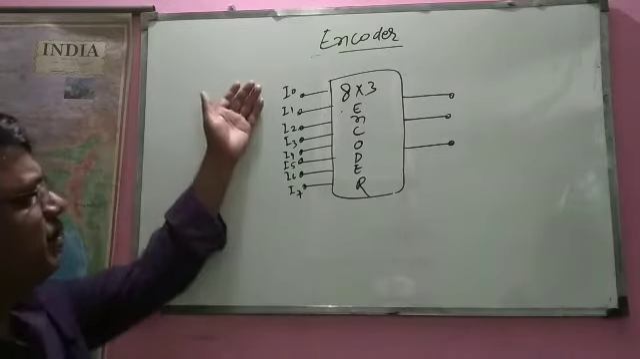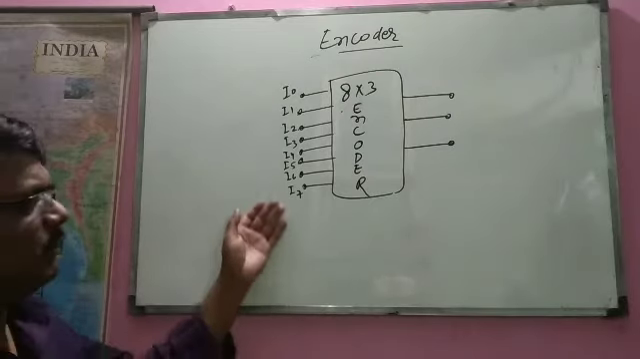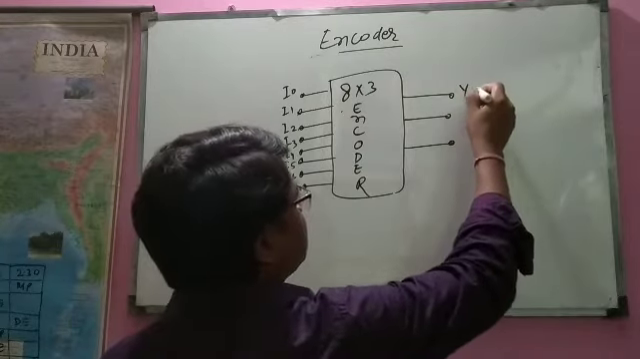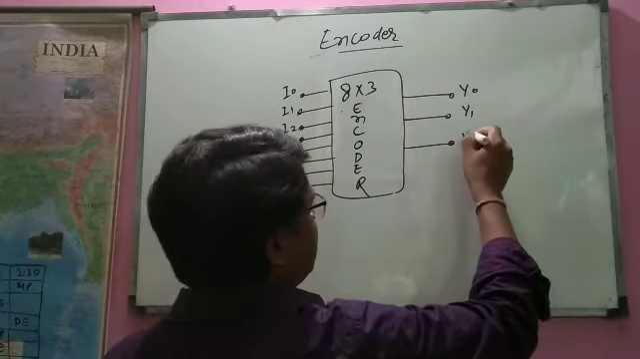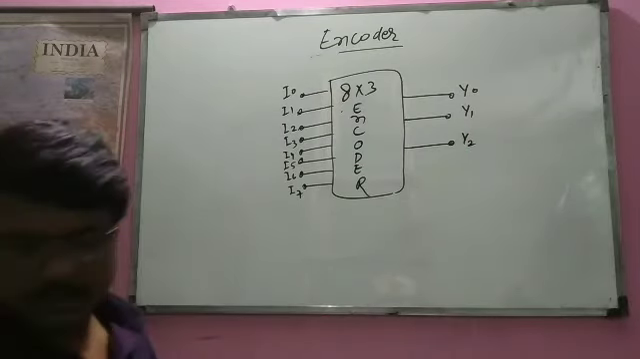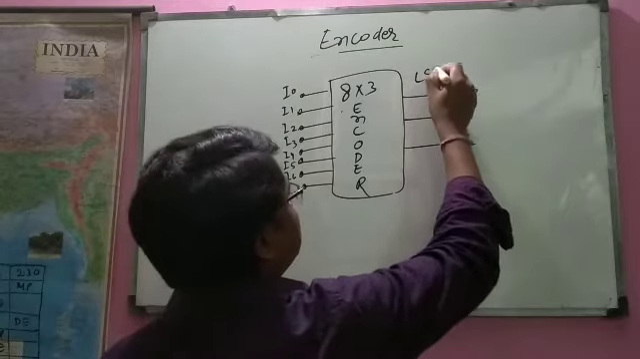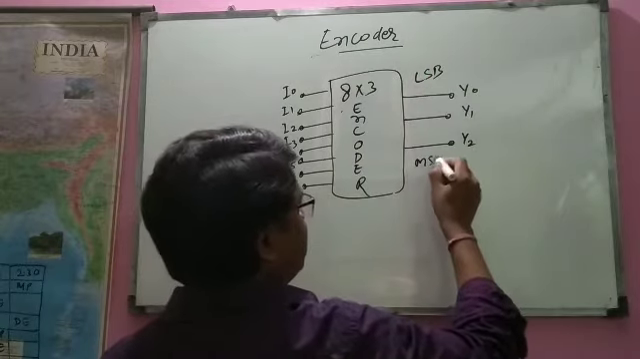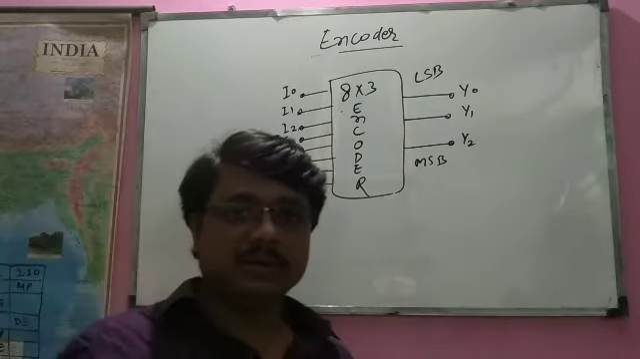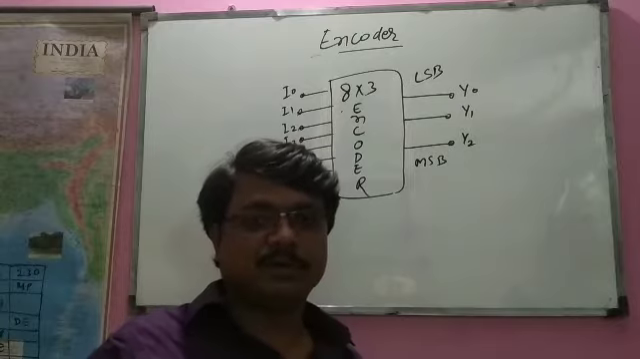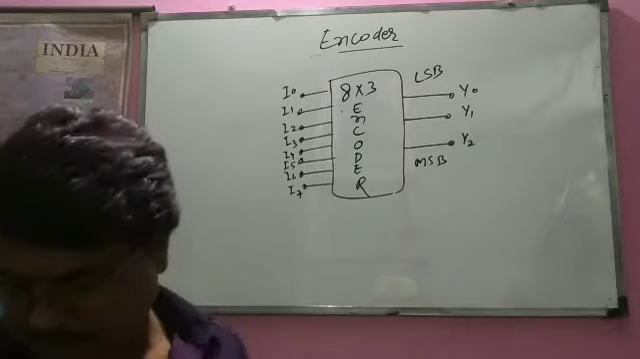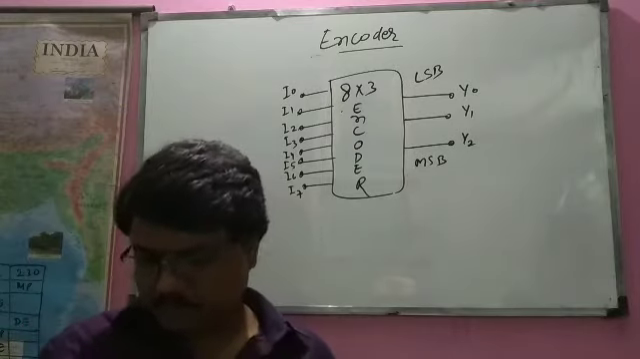So these are the octal numbers that will be given to these pins. And what will be the output? Let us suppose this is Y0, this is Y1, this is Y2. So this will be the LSB and this will be the MSB, because when we are dealing with binary numbers, it is very important to denote which one is LSB and which one is MSB.